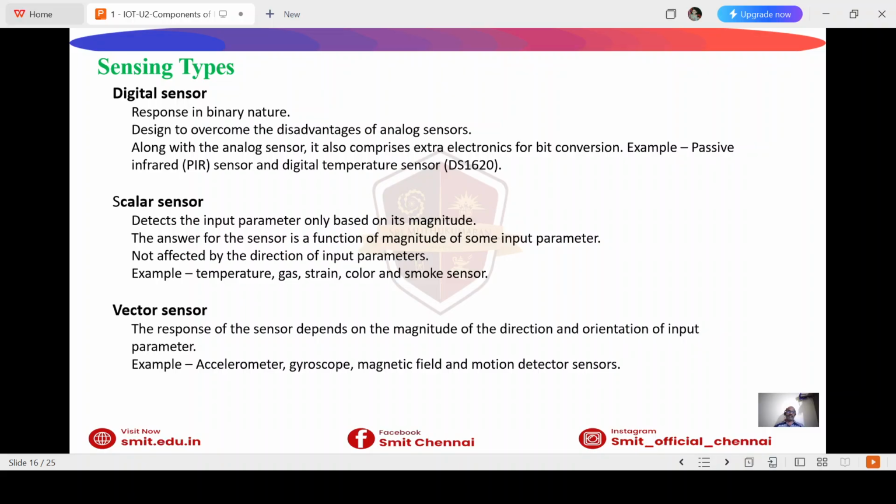For example, scalar sensors are temperature, gas sensor, smoke sensor. Whereas vector sensors are nothing but accelerometer, gyroscope, motion directometer, all those things.